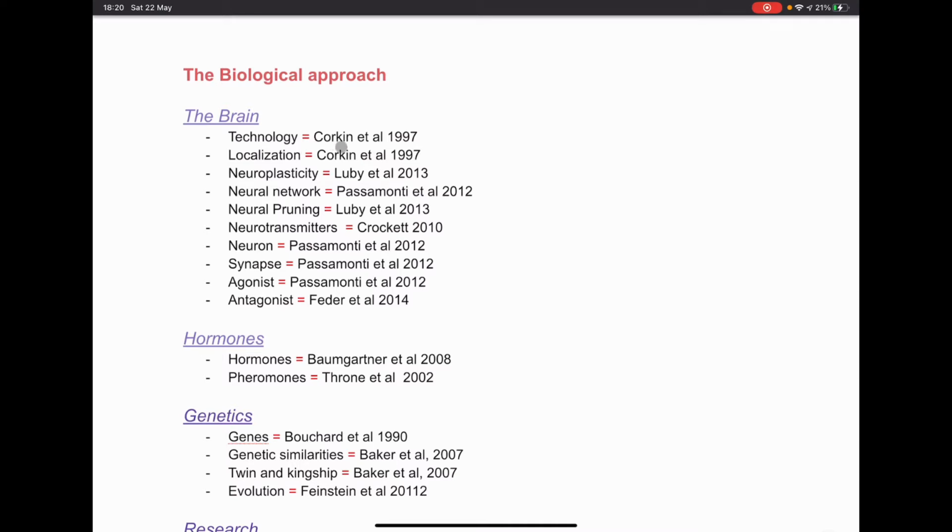All of these subtopics are also correlated with a study, and here we can see that technology is correlated to the study of Corkin et al. conducted in 1997. This study also applies for localization. We can also see this phenomenon happening again with neural networks, neuron synapses, agonists, and these are all having the same study, Passamanti et al. in 2012. This has been done so that the student can remember the smallest pool of research as possible.